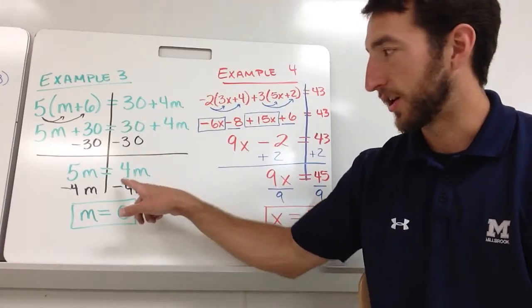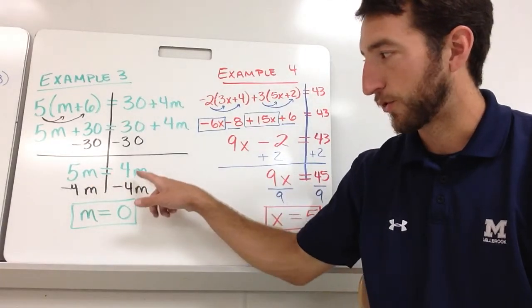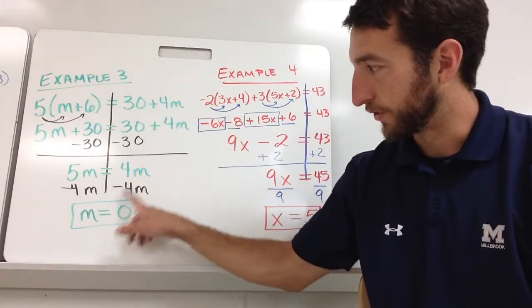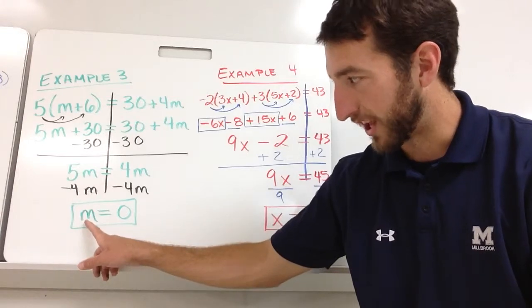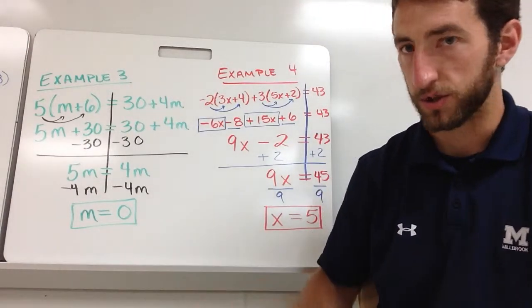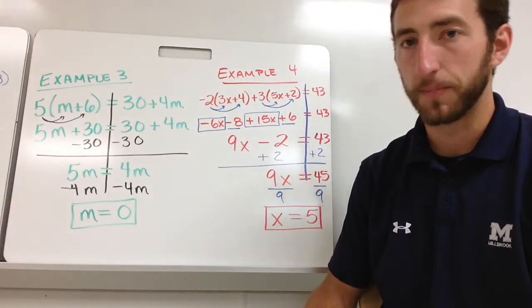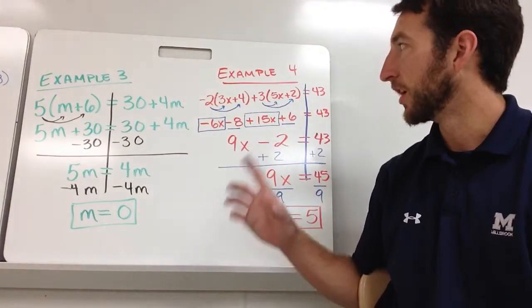A lot of people like to call this no solution, 5m equals 4m, but actually, if you subtract the 4m over here, you get that 1m is equal to 0, which is fine. You can have an answer of 0. All right, last one. This one's pretty long.